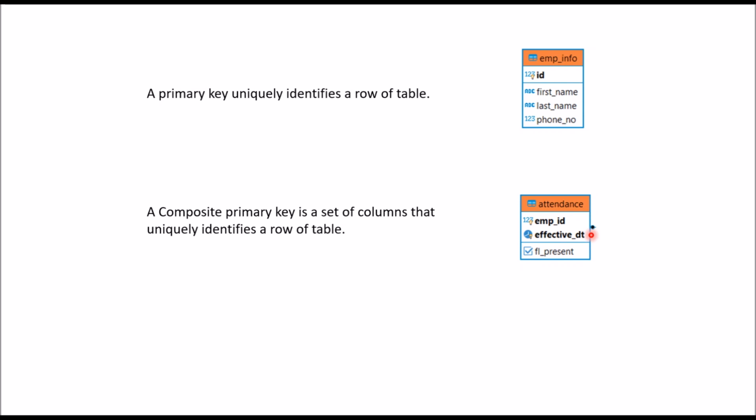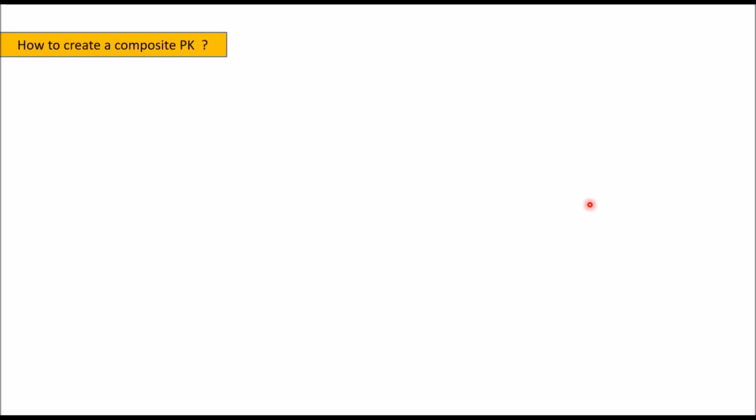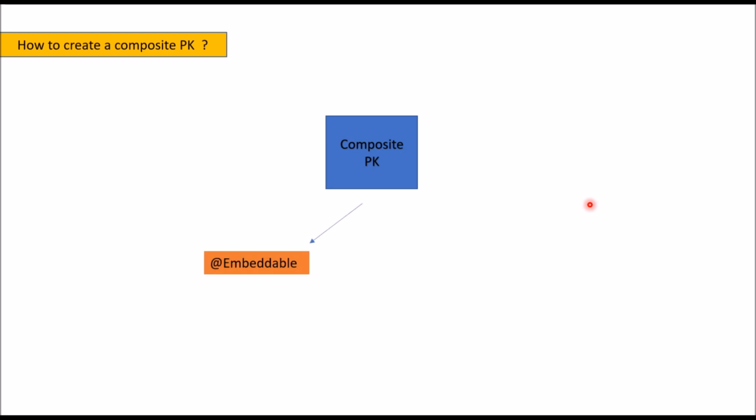For our demonstration purpose also, we are going to use both of these tables, emp_info and attendance. Let's see how to create a composite primary key. For creation of a composite primary key, we have two approaches. First is use of @Embeddable annotation. Second is use of @IdClass. Now let's quickly see our database and go for implementation of composite primary key. First we will start with @Embeddable annotation.